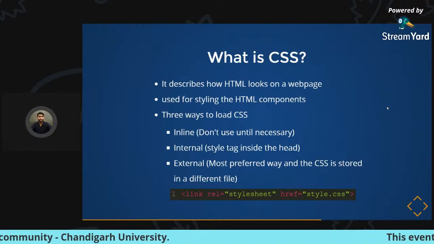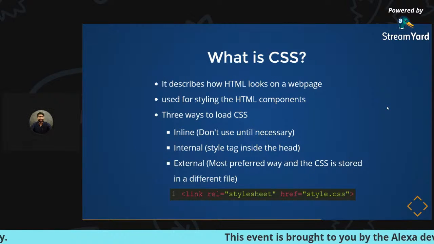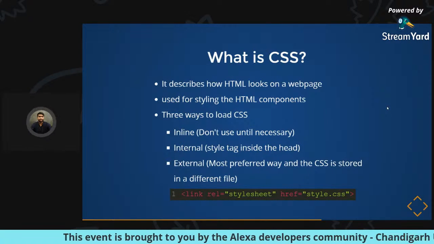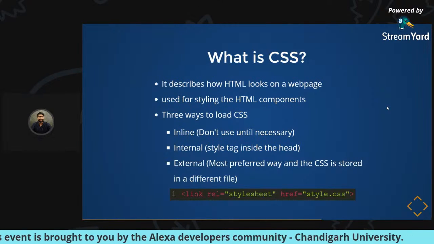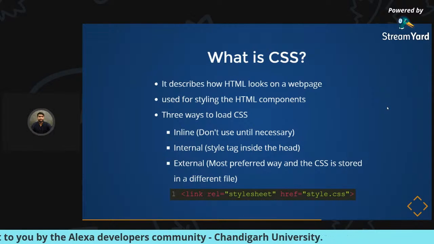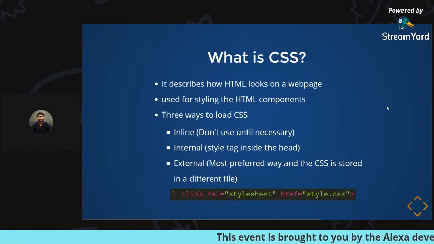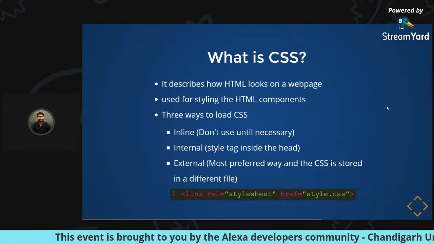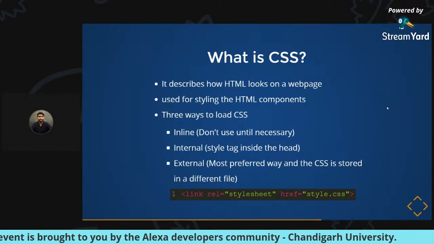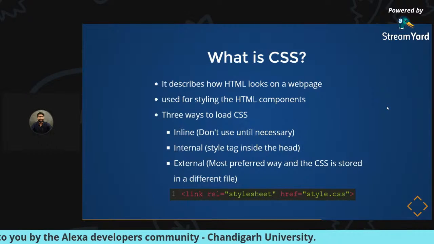So there are three ways in which we can load CSS on our screen. There is the inline one. We don't use it because it is a bad practice. There is an internal one also where we use a style tag inside the head tag. It is only for critical CSS, means the CSS only necessary for that document, we put it there. But the most popularly used one is the external one. In this case, we put the CSS in an external file and then we load it on the screen.